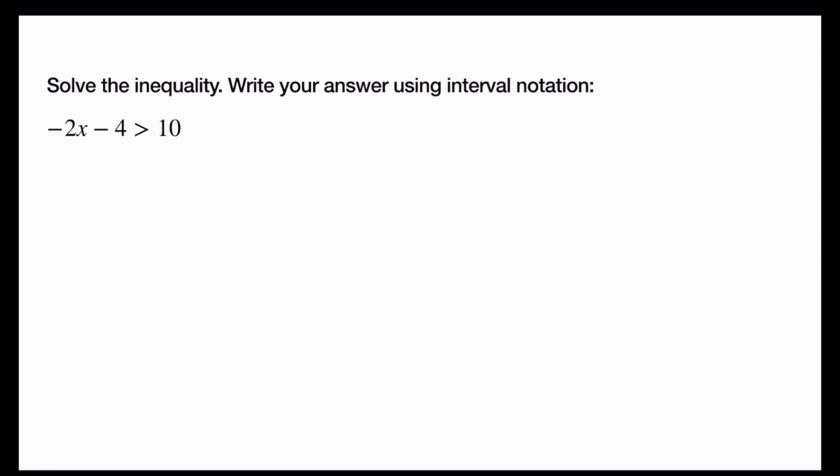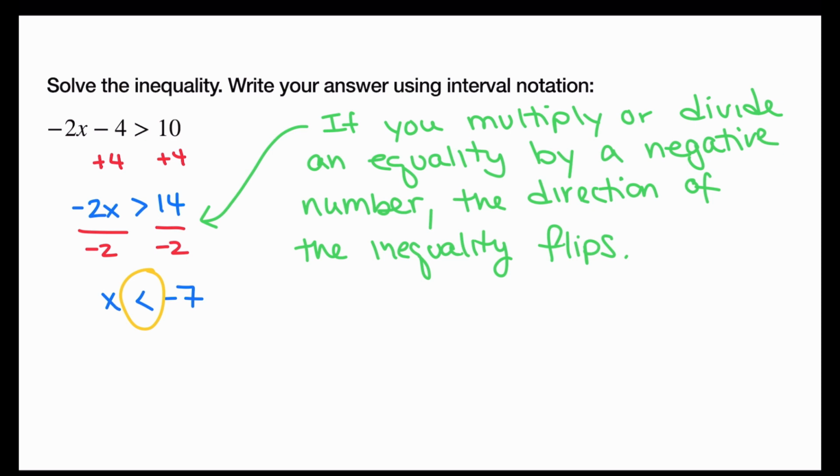Negative 2x minus 4 bigger than 10. So I'm going to isolate the x, add 4 to both sides. That gives me negative 2x bigger than 14. Now I'm going to divide both sides by negative 2. However, and this is how these linear inequalities are different from linear equations, you have to really pay attention in this division or multiplication step, because if you multiply or divide an inequality by a negative number, the direction of that inequality flips.